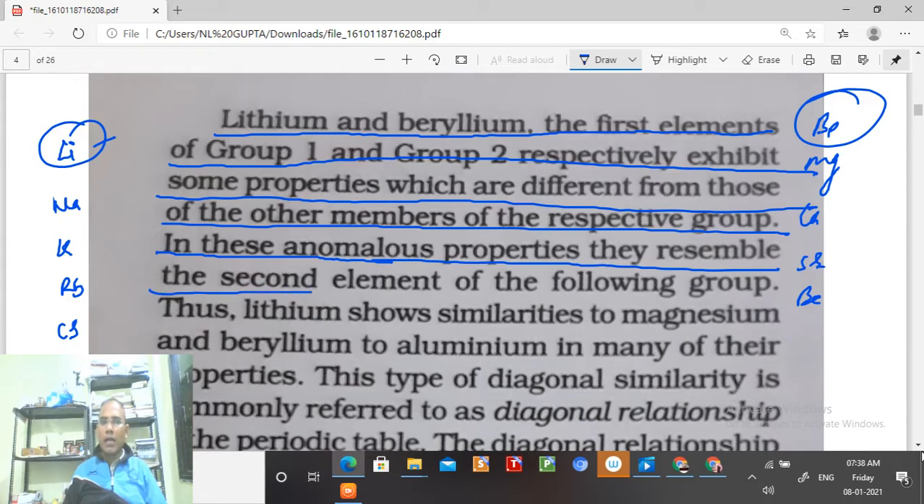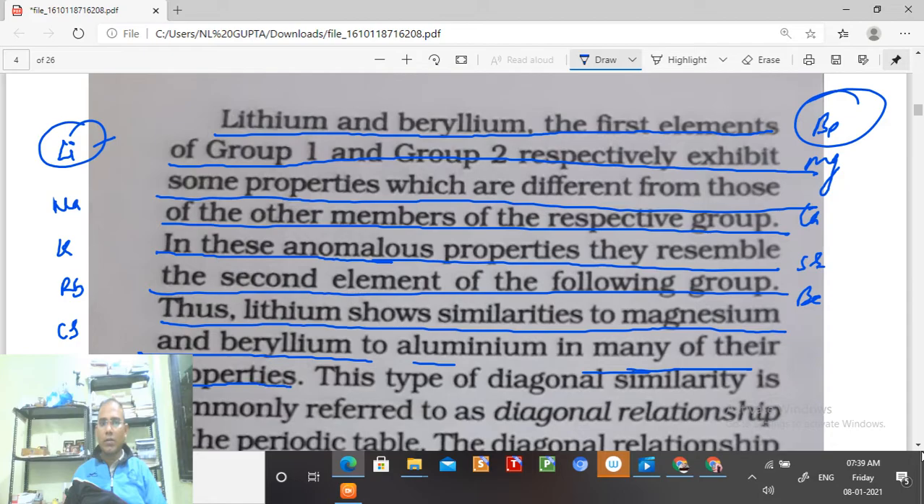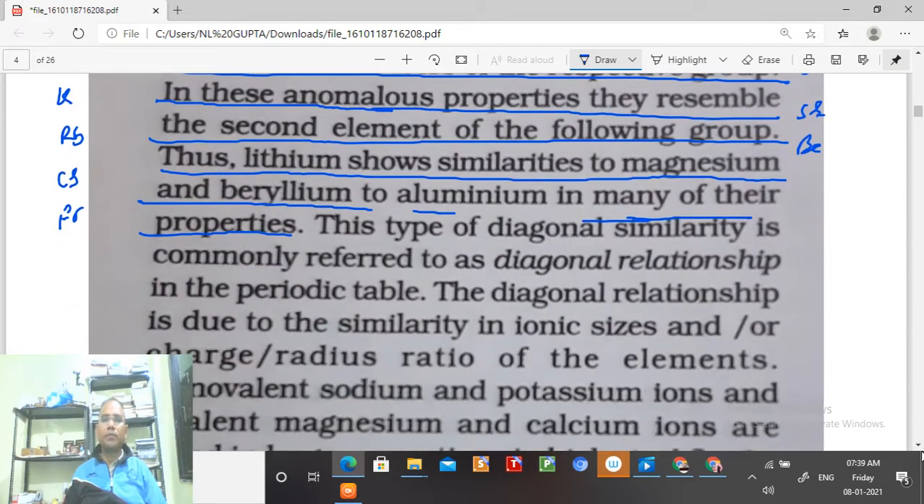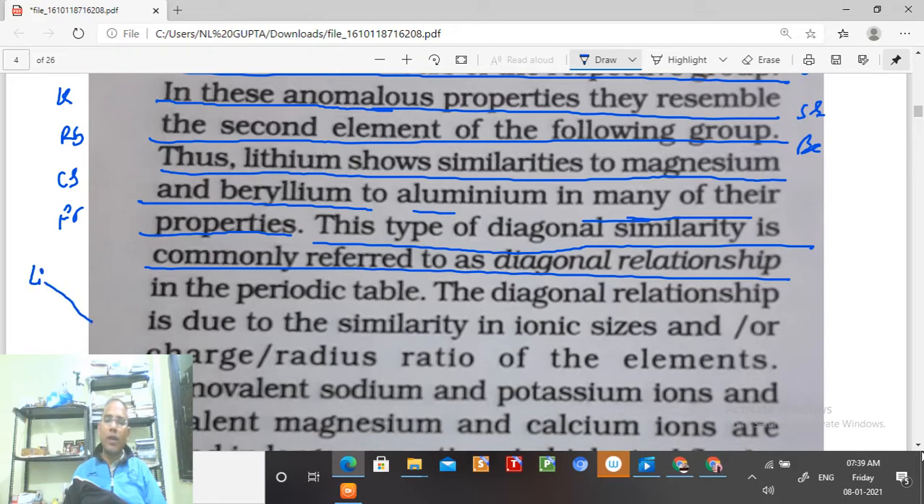The second element of the following groups shows similarities: lithium shows similarities to magnesium, and beryllium to aluminum, in many of their properties. This type of diagonal similarity is commonly referred to as the diagonal relationship. Lithium is diagonally related to magnesium, and beryllium is diagonally related to aluminum. So this is the diagonal relationship in the periodic table.